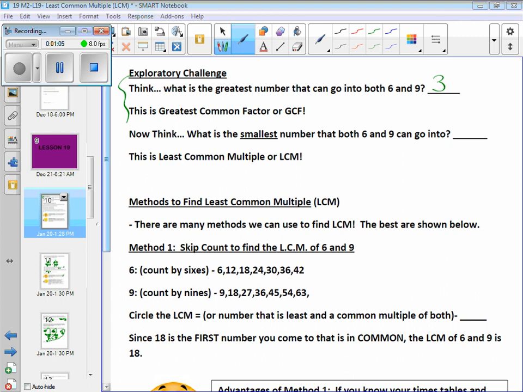Do we agree 18? There's nothing lower than 18 that 6 can go into and 9, because 6 can go into 12, right? But 9 can't go into 12. So yes, 18 is the smallest number that 6 and 9 go into. That's called the least common or lowest common multiple.